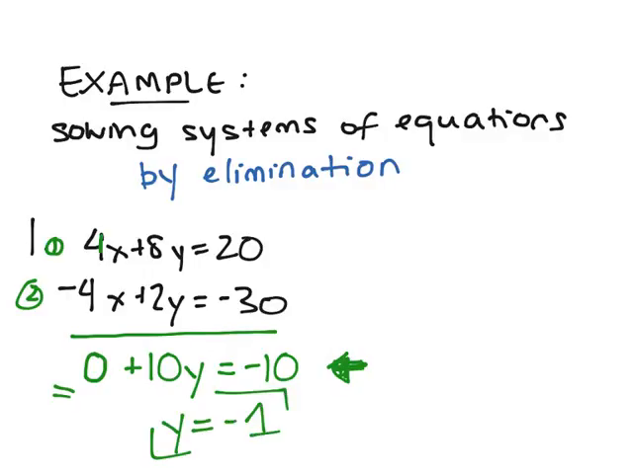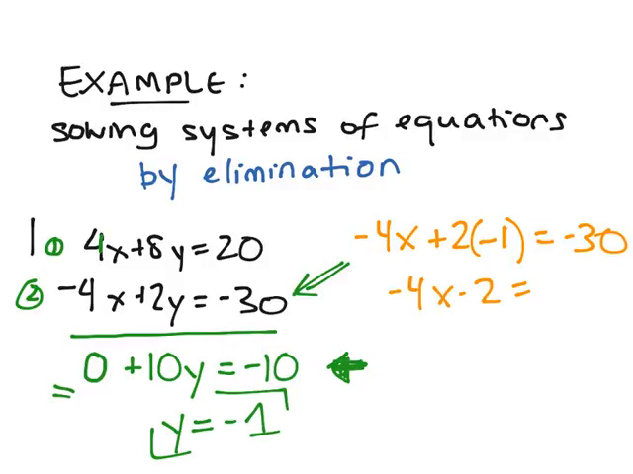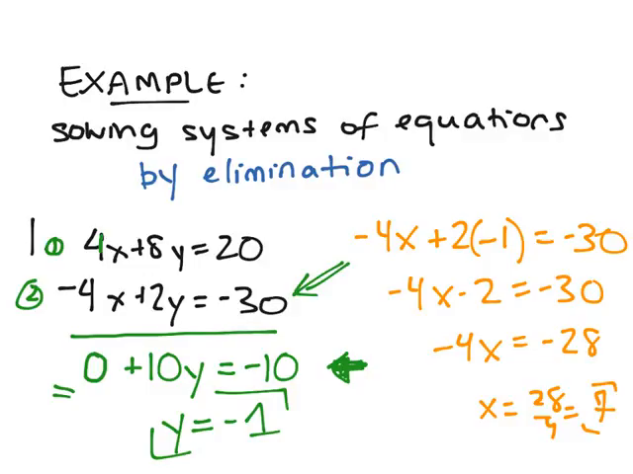And once you have the value for that, you plug it into one of your earlier equations, minus 4x plus 2 times minus 1 is equal to minus 30, and then you solve for the other variable. So this gives us x is equal to 28 over 4, or 7, and y is equal to minus 1. So our answer is 7, minus 1.